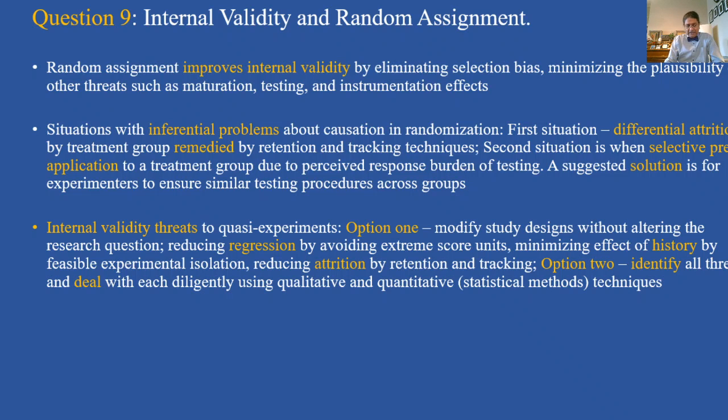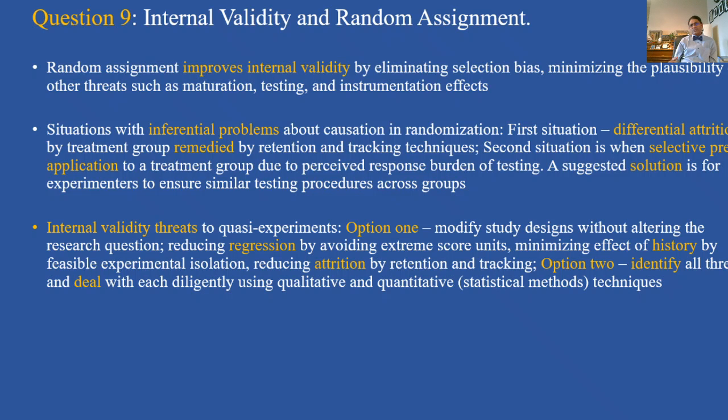Now, the book also clarifies some concepts around internal validity and random assignment. So, how can random assignment improve internal validity? Randomization improves internal validity by eliminating selection bias, and by reducing the plausibility of other threats, such as maturation, pretesting, testing, and instrumentation. So these threats are minimized, and that's how randomization improves internal validity.